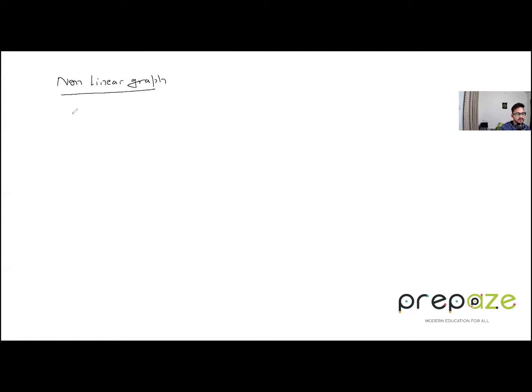What are different kinds of non-linear graphs we have? First is something like this. For your level, you can expect a graph which is a quadratic, if you have a bit of knowledge of mathematics. So this is a quadratic graph basically. We say that S is directly proportional to t square. Okay, it's a quadratic graph. So it looks like that.